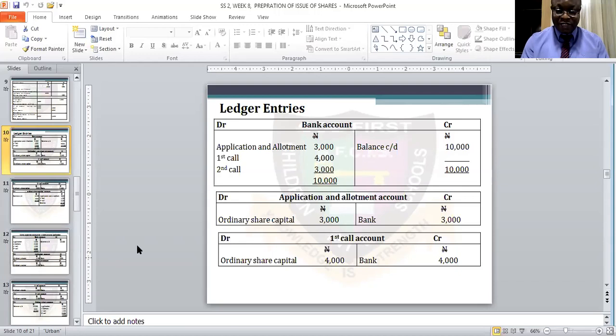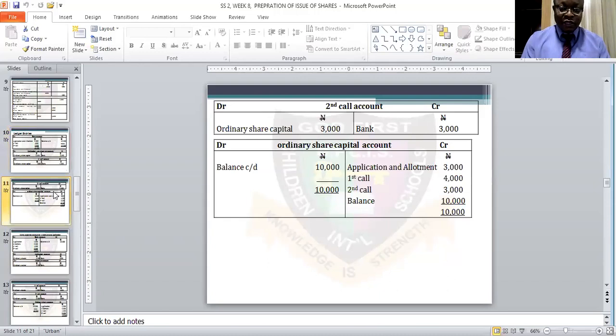You can see the account balance both sides, the bank account of 10,000 naira and the credit side of 10,000 naira. Then application and allotment account, 3,000 naira, ordinary share capital at the credit side is 3,000 naira. Then first call account, we have ordinary share capital 4,000 naira, then bank 4,000 naira. So let us look at the second call. The second call account, we have ordinary share capital 3,000 naira, bank 3,000 naira as well.